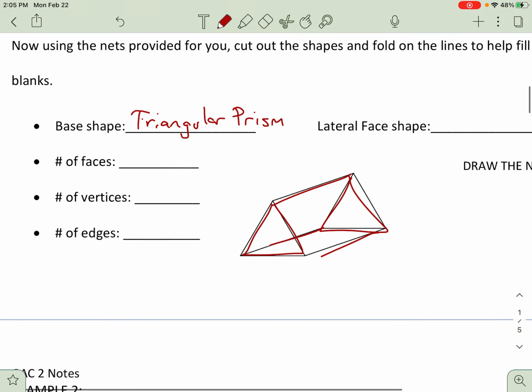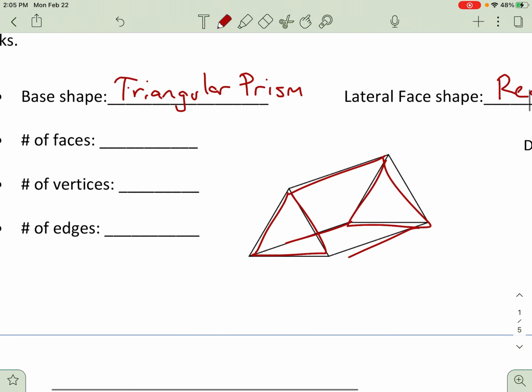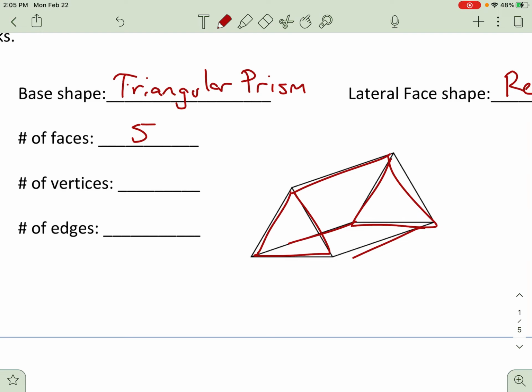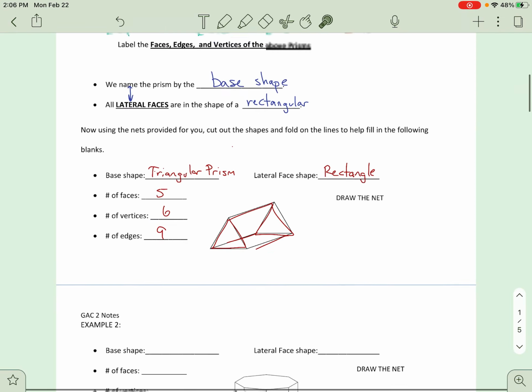Lateral face shape, just as we mentioned, since it is a prism, will always be a rectangle. Number of faces, well, the base shape is a triangle, which is 3, so number of faces must be 3 plus 2, which is 5, which it is, 1, 2, and then the 3 rectangles. Number of vertices, take the base shape, a triangle, multiply by 2, so that would give us 6. And number of edges, take the base shape, multiply by 3, that would give us 9. So 1, 2, 3, 4, 5, 6, 7, 8, 9.